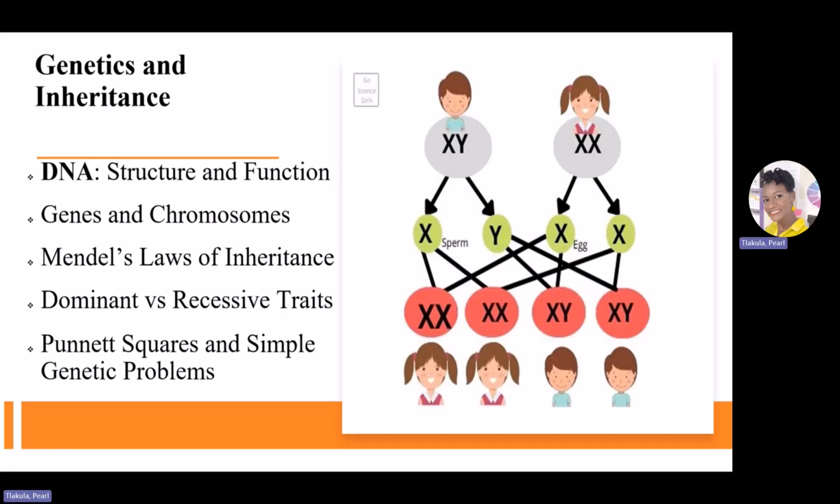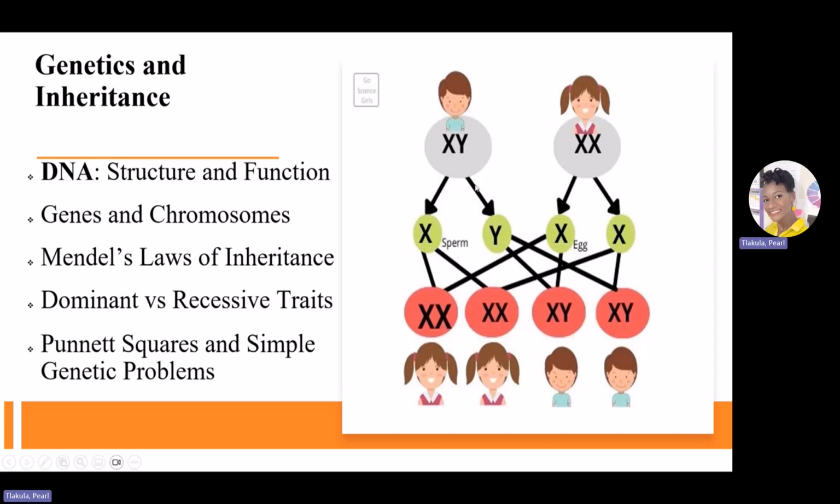Something to consider is the genetics and the inheritance, how the DNA works, the structure and its function, the genes and the chromosomes, the Mendelian law of inheritance, the dominant and the recessive traits. Remember the Punnett square and the simple genetic problems, just like the diagram in our site. Also remember that the male is the one that carries the gender of a baby.